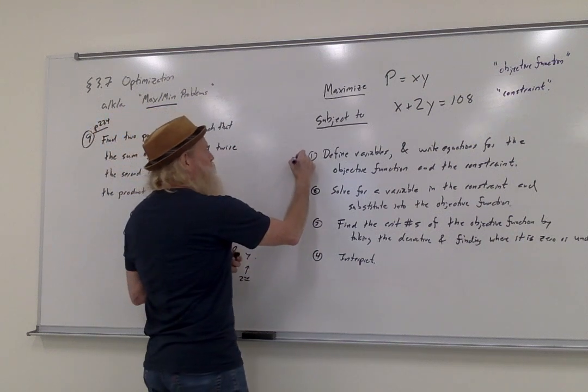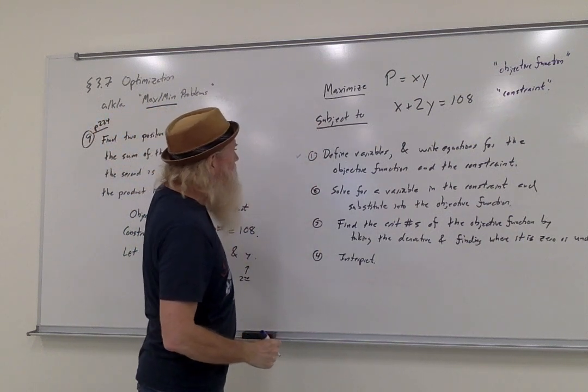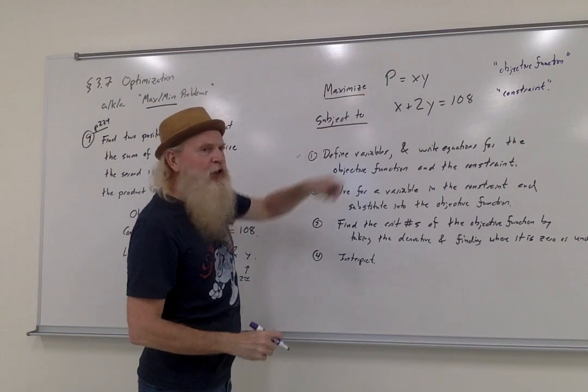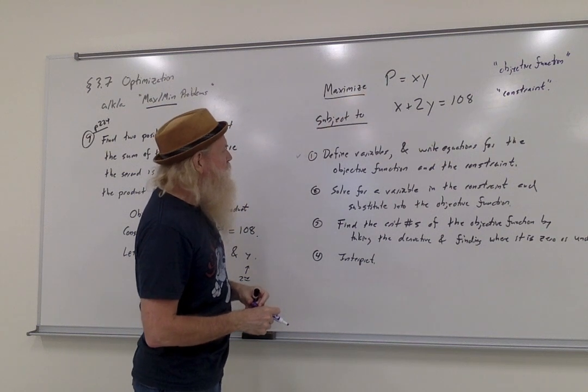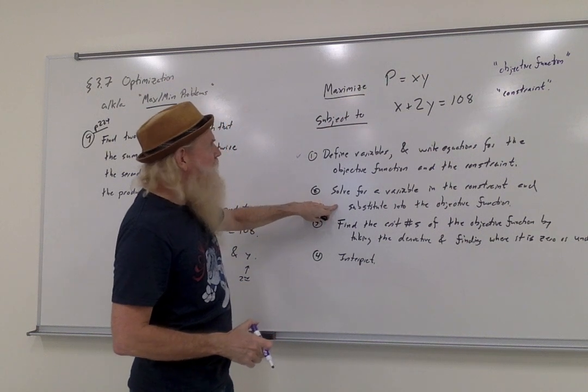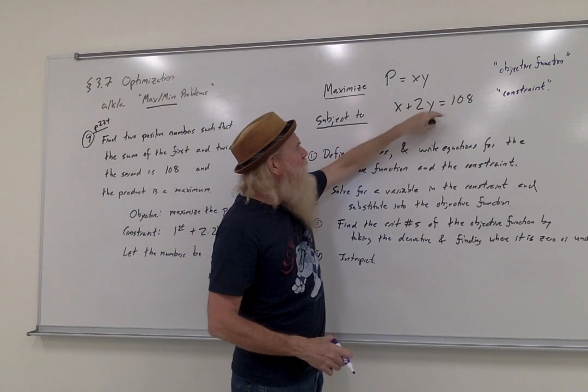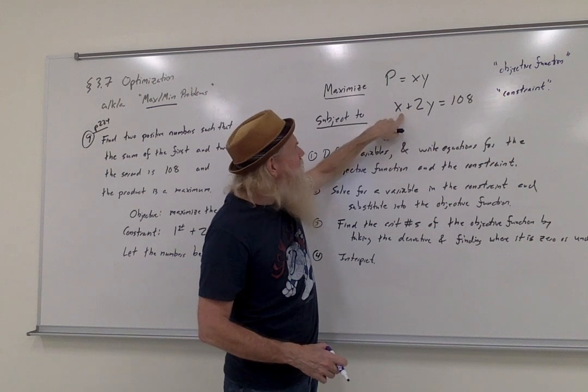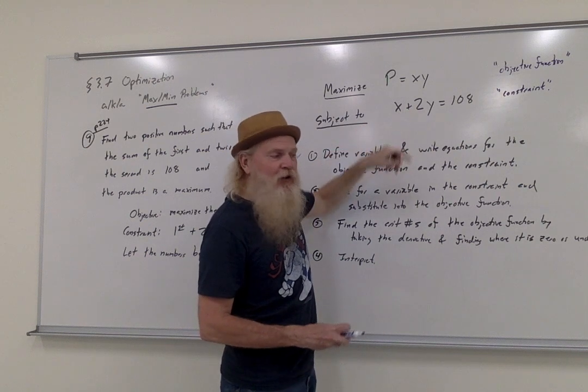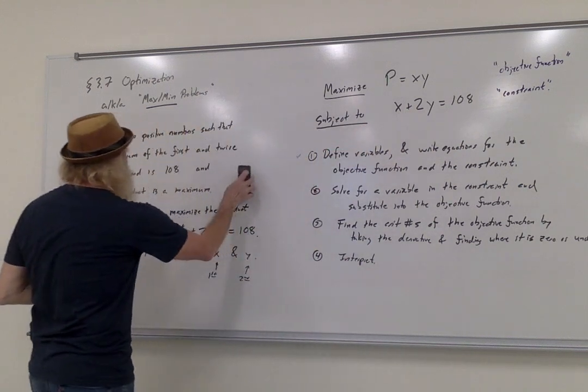Notice that the first step is already done. We've defined our variables. We've written down our objective function, our constraint. Now let's solve for a variable in the constraint and substitute back into the objective function. Looking at this equation, we could solve for either y or x, but notice it's going to be easier to solve for x. So let's do that.